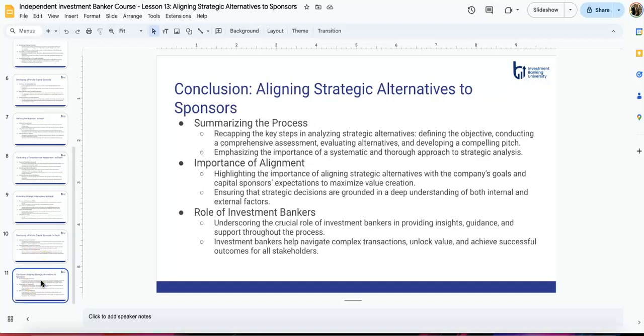And then ultimately, when we're talking about aligning strategic alternatives to sponsors, just wrapping it up, we're defining the objectives, conducting a comprehensive assessment, evaluating alternatives, and making the case that this is the best alternative for the strategic use of capital there.